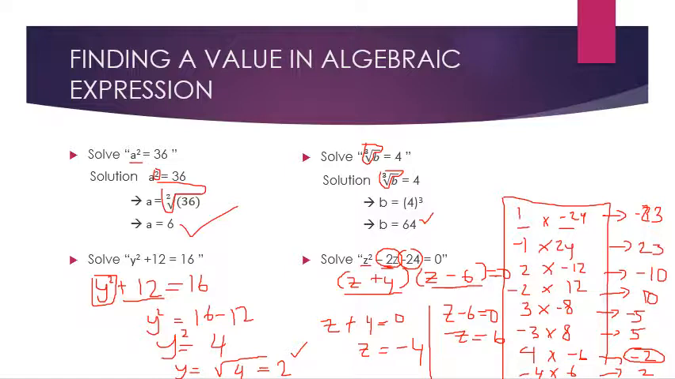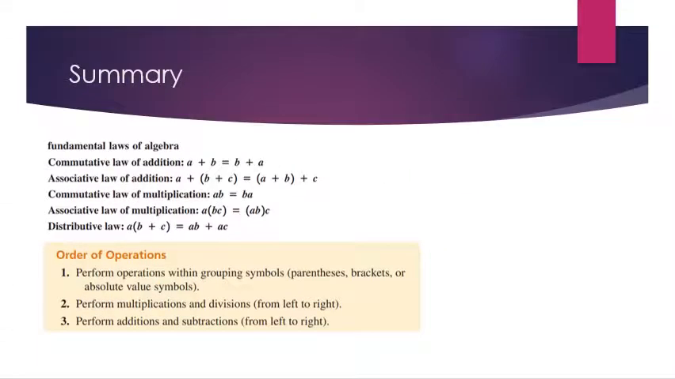Okay, these are some steps to do algebraic expressions. If you get used to it, it will be easier and faster for you to do so. So the summary of that is you have to know the fundamental laws of algebra, such as the commutative law, the associative law, and the distribution law. And you have to understand the order of operations so you don't make mistakes when you are simplifying algebra. Okay, that's all about the first lesson. Thank you.